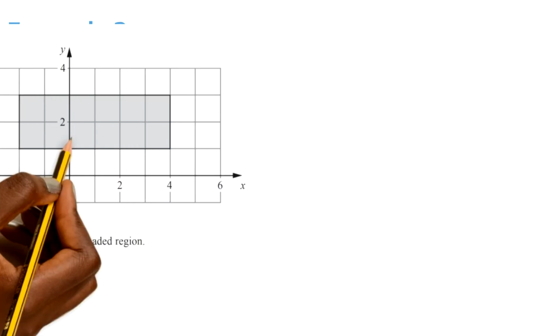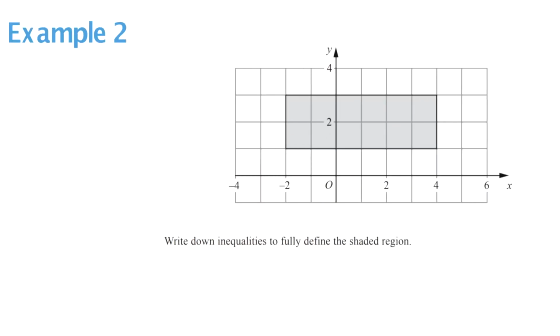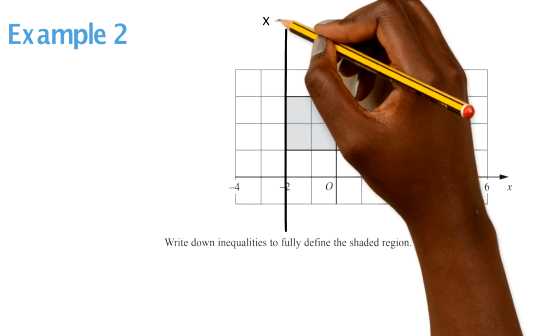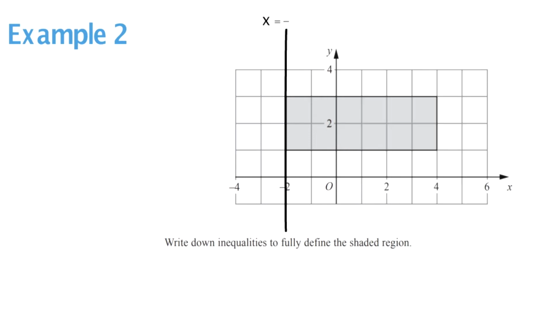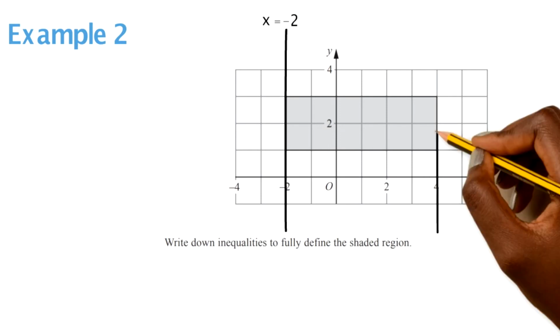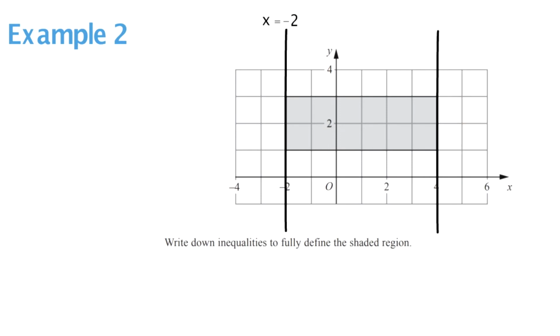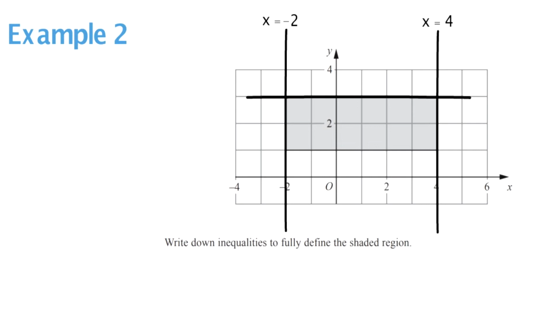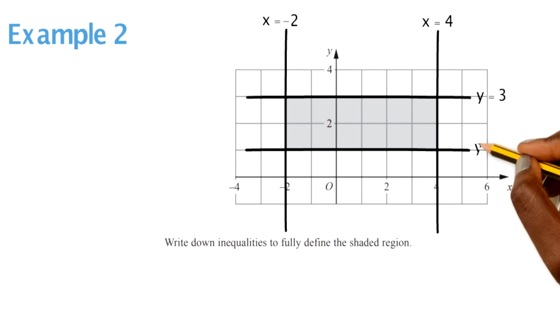Example 2. Here, they've actually drawn the shaded region. They just want us to write down the inequalities. So we're going to mark out the equations of each line. That line is going to be x is equal to minus 2, because notice how each point on that line is x is minus 2. That line is going to be x is equal to 4, okay? And then the horizontal ones, so the first horizontal one is y is equal to 3, and the other horizontal line is y is equal to 1.